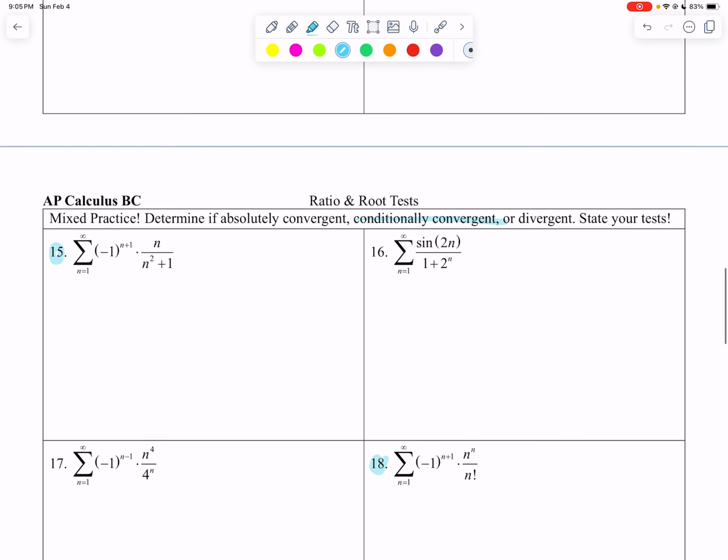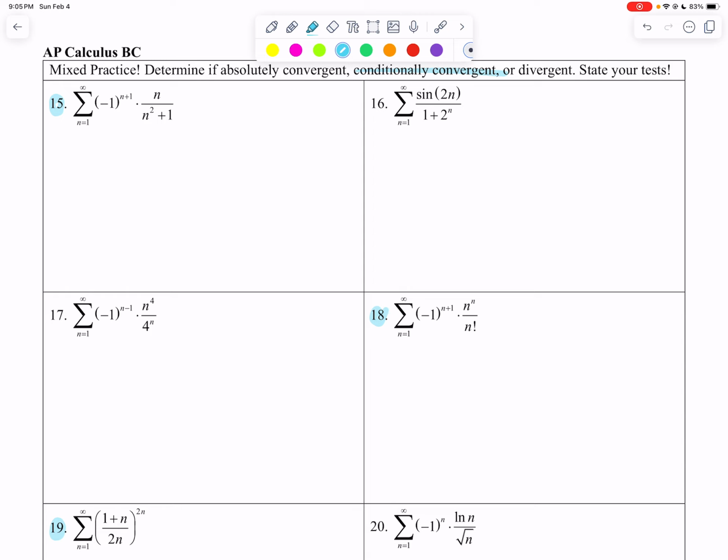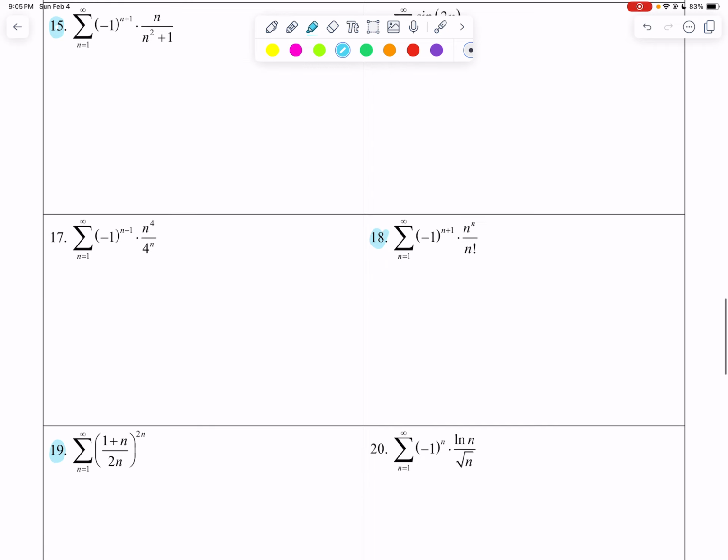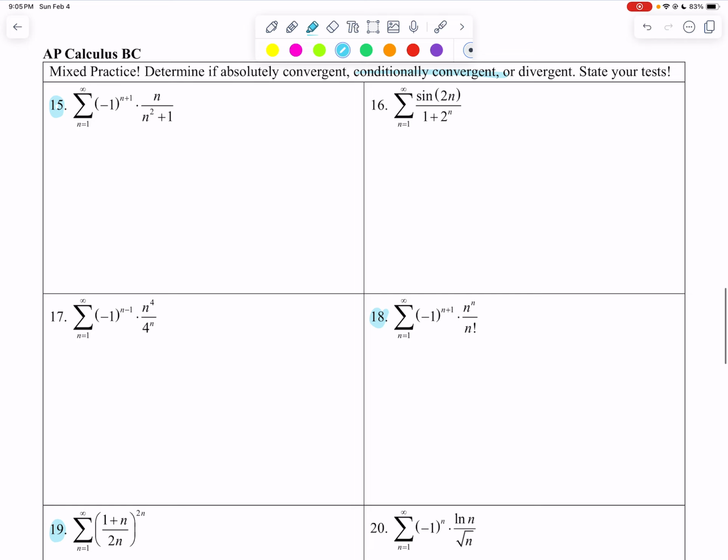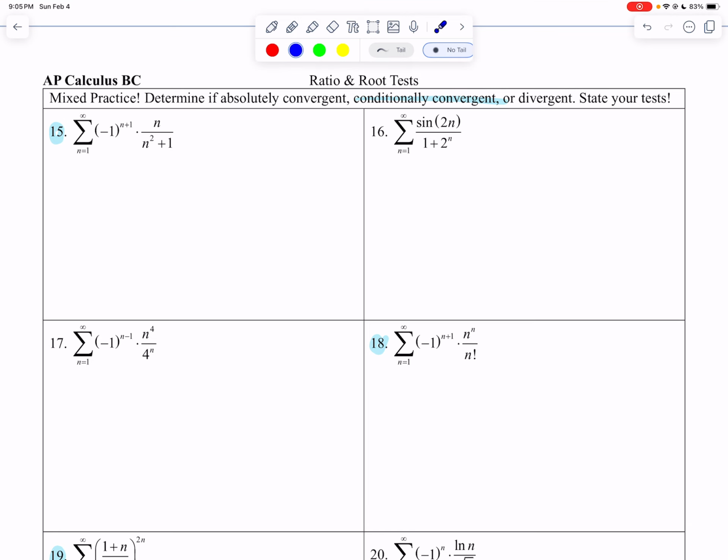All right, mixed practice. We are going to determine if the series is absolutely convergent, conditionally convergent, or divergent, and we are going to state our test. Now, because we are talking about conditionally convergent, what we are going to do is take the absolute value of our series and see if it converges or diverges. Remember, if my absolute value of the series diverges, this tells me that I potentially might have a divergent series, or I have a series that's going to be convergent, but it's going to be conditionally convergent.